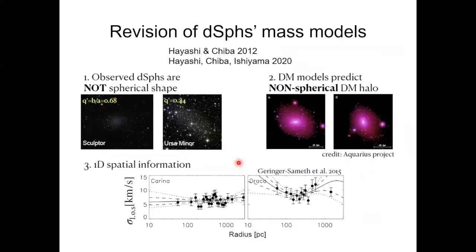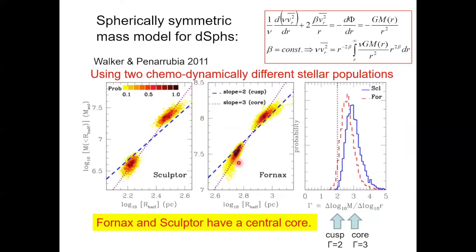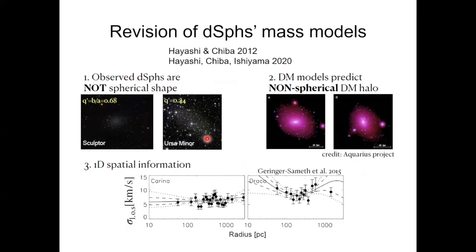Okay, let me skip this one. And I'd like to just say that many models are based on a very simple assumption, a spherically symmetric mass model. It is very simple to solve, but there is some degeneracy among the parameters. So we revised this spherically symmetric mass model for those dwarf galaxies. It's led by my former student, Kohei Hayashi. And apparently, observed galaxies are not spherical. Sculptor, Ursa Minor is not spherical, it's elongated. It's difficult to recognize, but the axial ratio is actually 0.68 and 0.44.